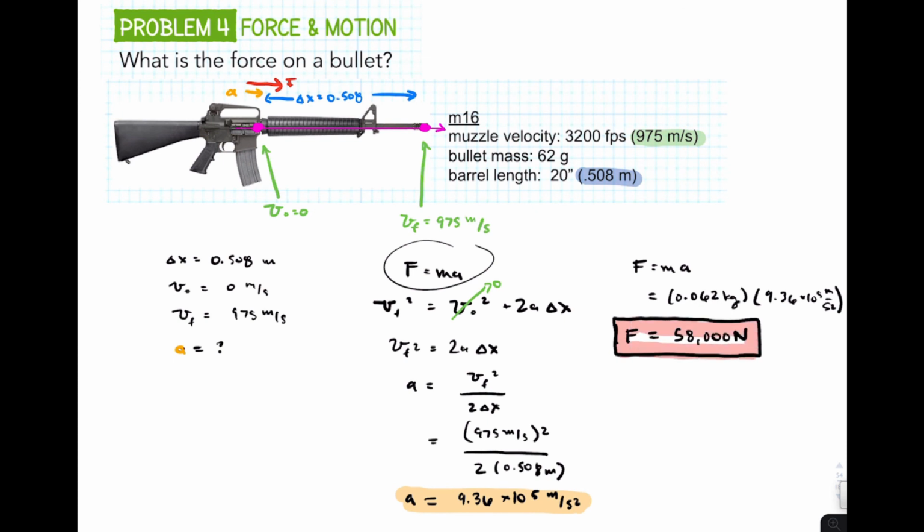It was much worse. Okay, so we have a force of 58,000 newtons. But the key to this problem is we're using all of the stuff we've learned so far. We used kinematics to figure out acceleration, and then we used Newton's second law to figure out force. Okay? Any questions?